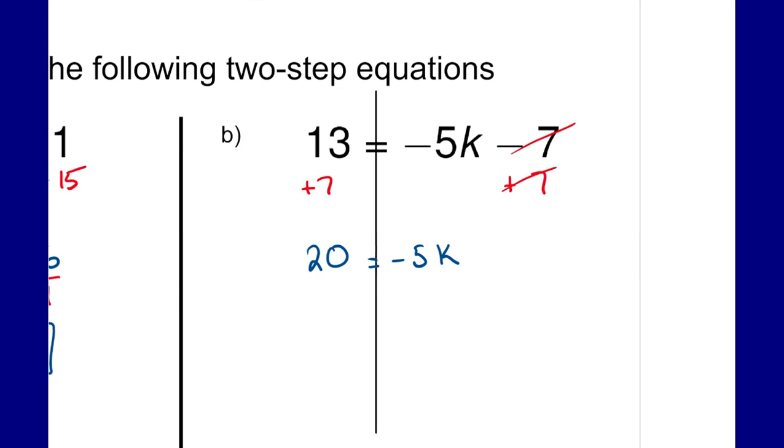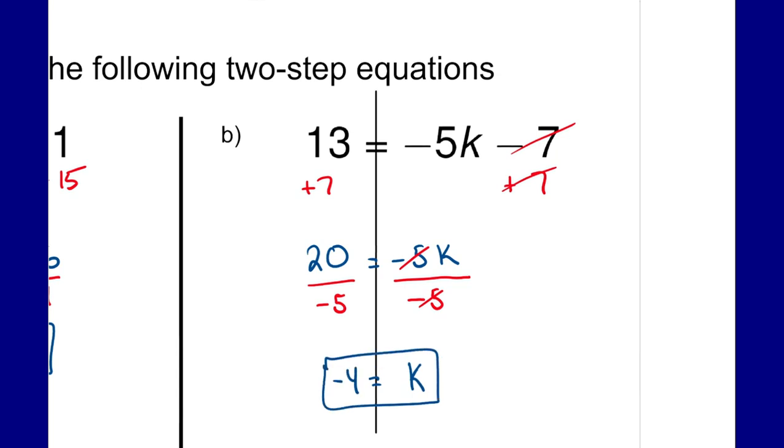So negative 5k is the same thing as negative 5 times k. If I want to cancel that out to get k by itself, I'm going to divide by negative 5, not multiply, or add, because the operation that's going on is multiplication. So I'm dividing by negative 5. I'm going to divide the other side by negative 5. One side cancels out. I'm left with k is equal to negative 4 as my final answer.